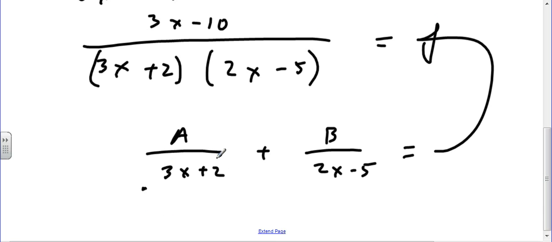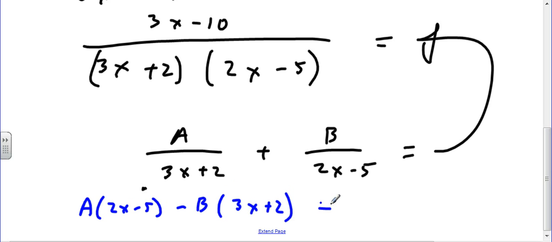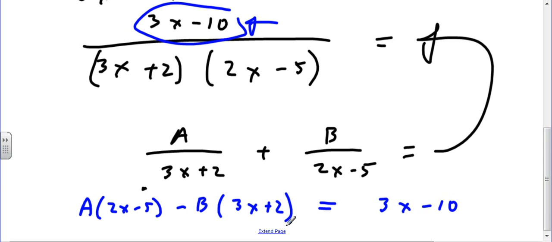So now I'm going to find my common denominator, and then on top I'm going to have A times 2x minus 5 plus B times 3x plus 2, and that's going to have to equal what's on top, 3x minus 10. Okay, so when I find my common denominator, it's that guy times this guy. I can't take this times A, that times B, but when I get done, I have to get what's on top. All right, well, okay, that's fine.